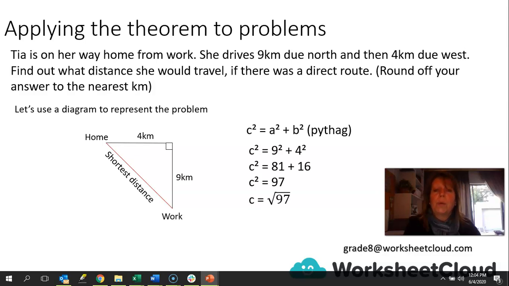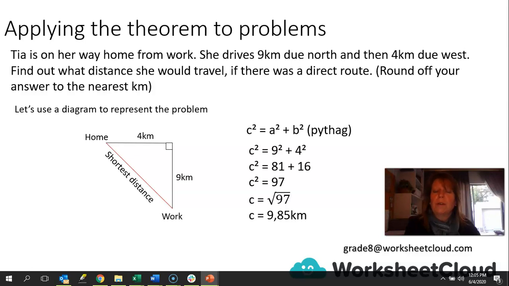Now I have to square root 97 to get what C actually is, what the value of C is. And remember it said round off your answer to the nearest kilometer. Please remember to use your calculator here and then round off on your own. So 97 square rooted would give me 9,85. It does go on, if you look on your calculator. Round it off to the nearest kilometer would give us 10. So the answer here would be 10 kilometers.